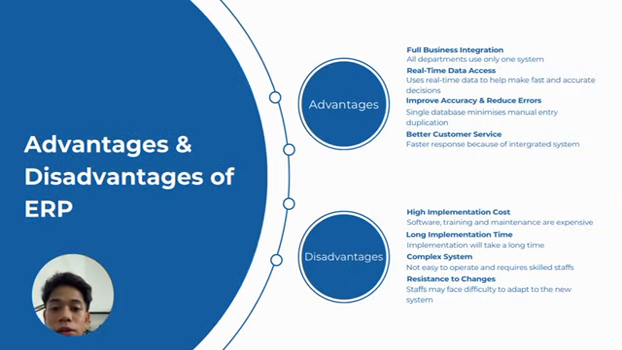Now we move to the advantages and disadvantages of choosing to use ERP. For the advantages of using ERP, we identified full business integration: all departments use only one system. Real-time data access uses real-time data to help make fast and accurate decisions, which is very good. It improves accuracy and reduces errors, as a single database minimizes manual entry duplication. And the last one is better customer service, with faster response because of the integrated system.